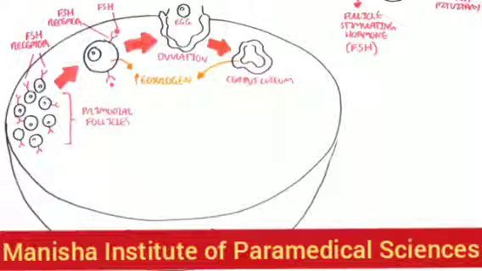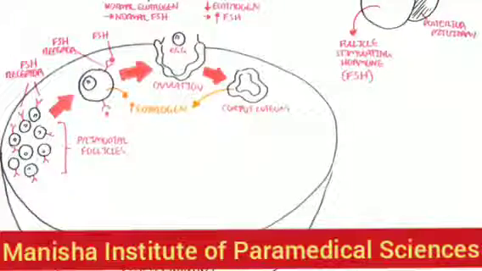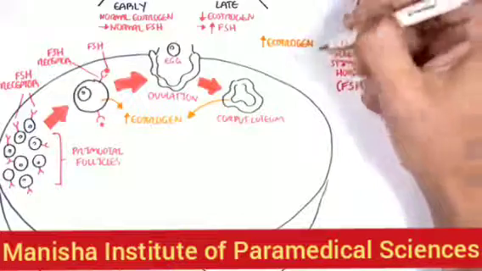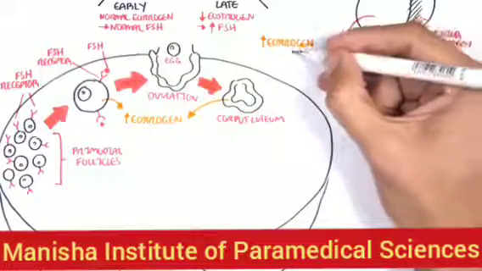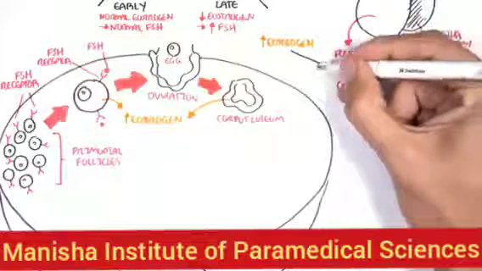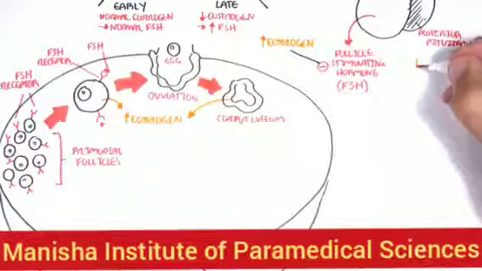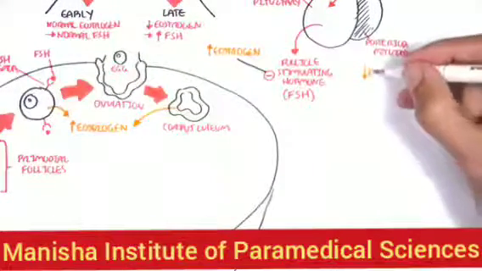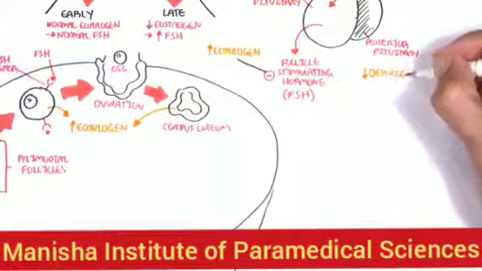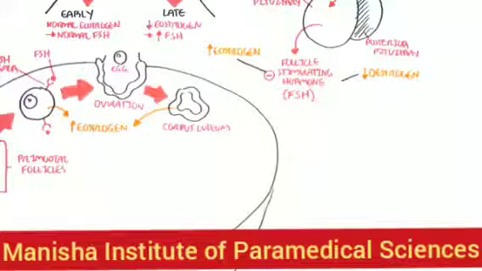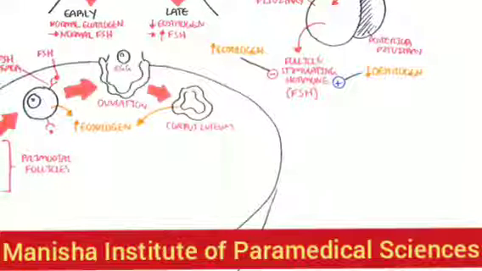Now, an important concept to understand that relates estrogen to follicle stimulating hormone is that when you have an increase in estrogen, when you have high concentrations of estrogen in the blood, they will inhibit the release of follicle stimulating hormone because you already have high amounts of estrogen. However, if you have low amounts of estrogen, this will actually trigger the release of follicle stimulating hormone because you want more estrogen to be produced.